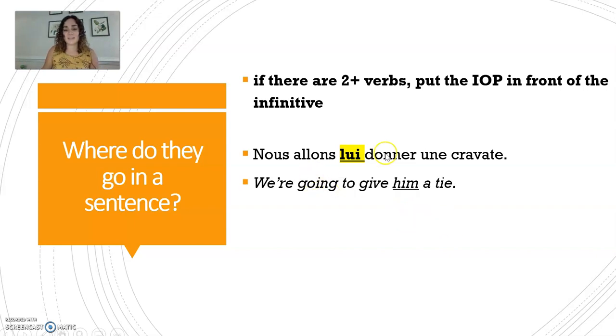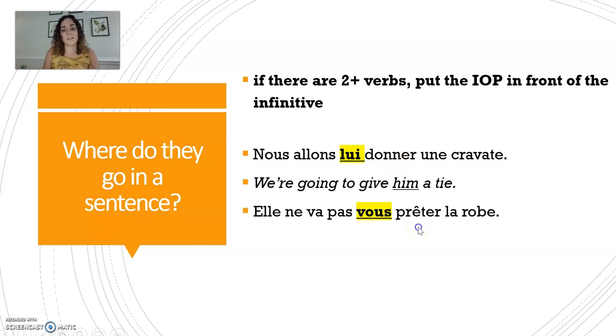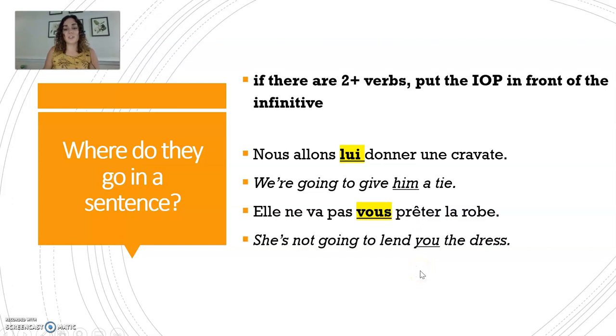And the reason is the verb donner has more to do with this tie giving experience than the allons. We're going to give a tie to him, is what you're saying. So give is the more important verb here that really tells you what's going on. Elle ne va pas vous prêter la robe. She's not going to lend you the dress. We'll put the to you, the vous, indirect object pronoun, right in front of the verb prêter, to lend.